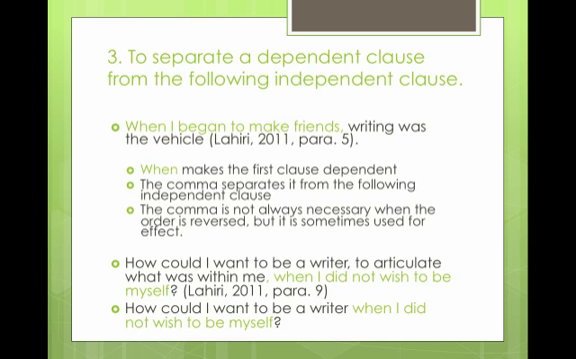So you can see we've got the two "to"s here. That means it's a parallelism. You separate the two of them with a comma, and Bob's your uncle. Here, Lahiri finishes the sentence with a dependent clause. So we're setting that, "to articulate what was within me," is not essential to the meaning of the sentence. It's just an elaboration. So it's set off, just like the non-restrictive relative clause, with two commas, one before the elaboration, one after.